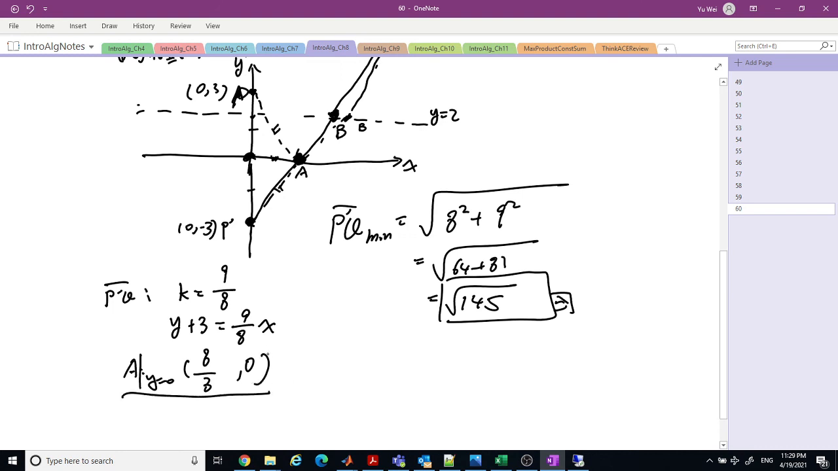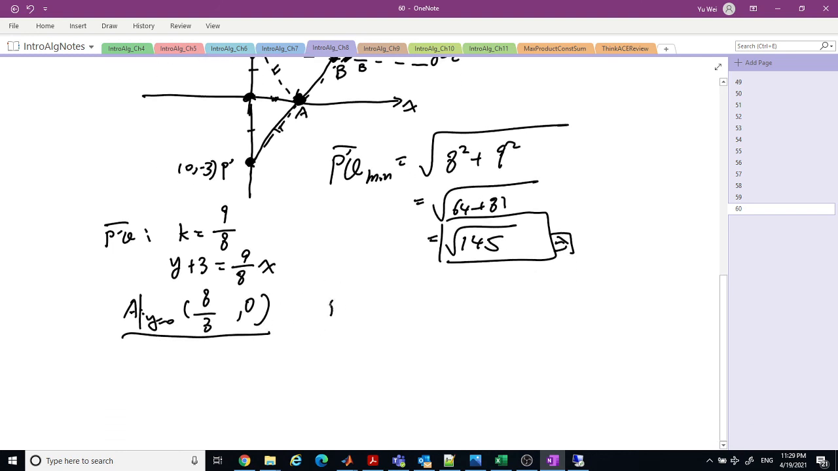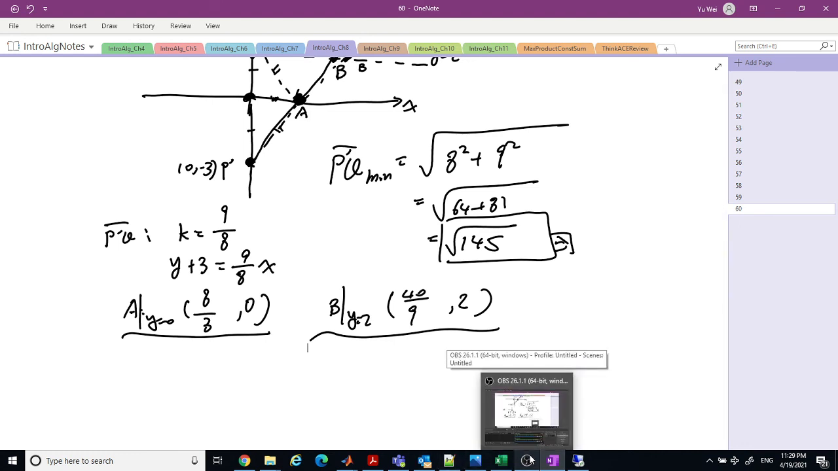That's A. Now let's solve for B. For B we need to set y equals 2, right? So now you set y equals 2, then x is 40 over 9. Now we have found A and B satisfying this. So that's all about the problem for these chapters. Okay, thank you.